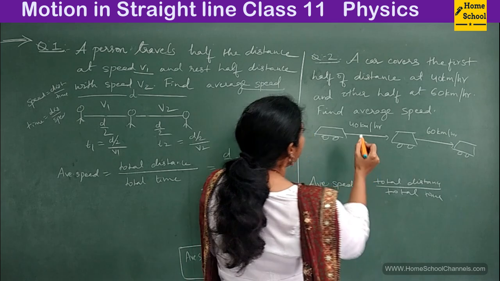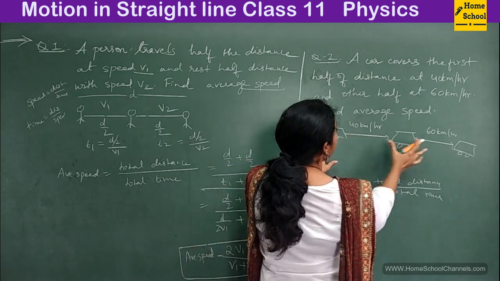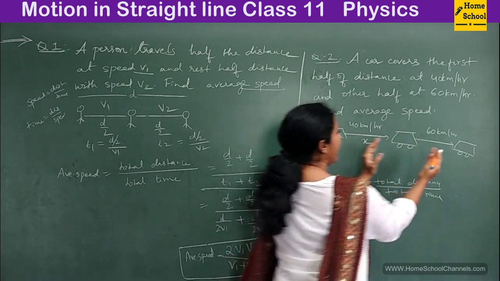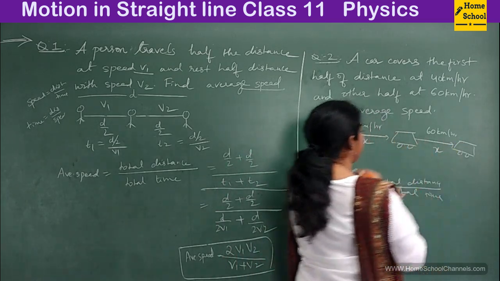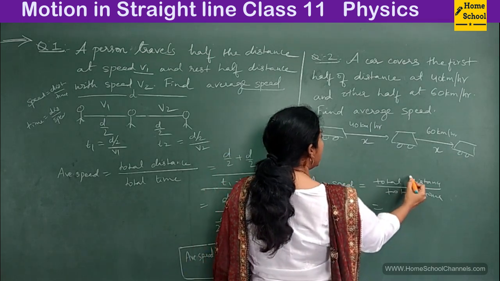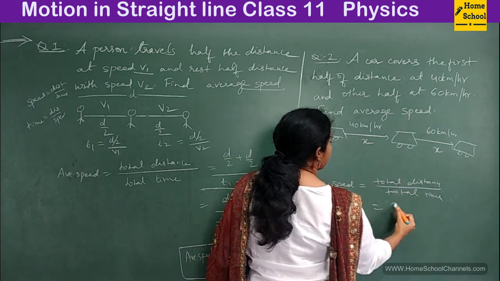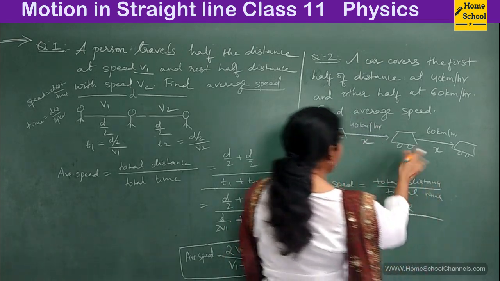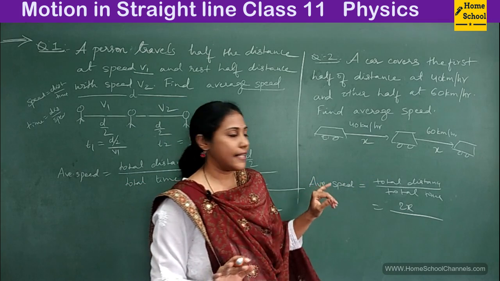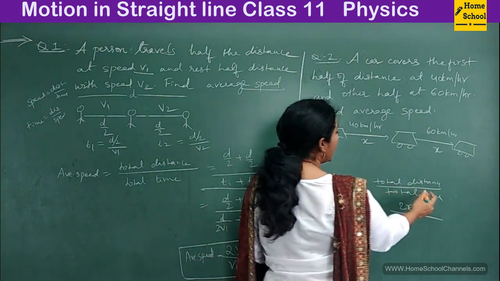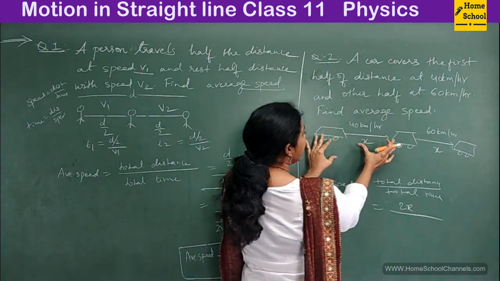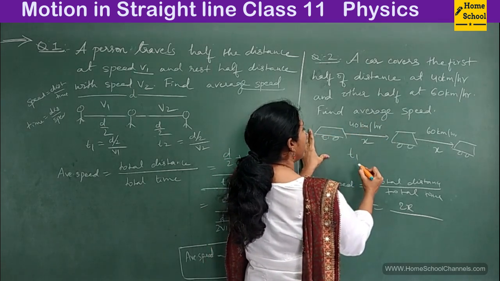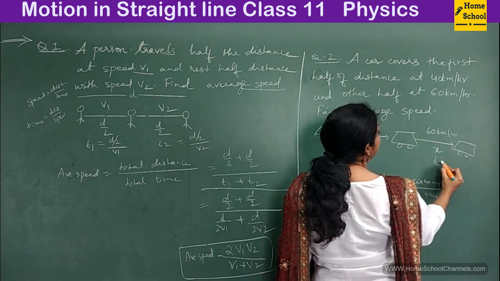Now you see here, how much is the total distance? Let this distance be x, and this distance also be x. So how much is the total distance? X plus x, so you will get 2x. So 2x is your total distance. Coming to the time, total time is what? Let the time taken for the car to move from here to here with this speed be t1, and here let the time be t2.